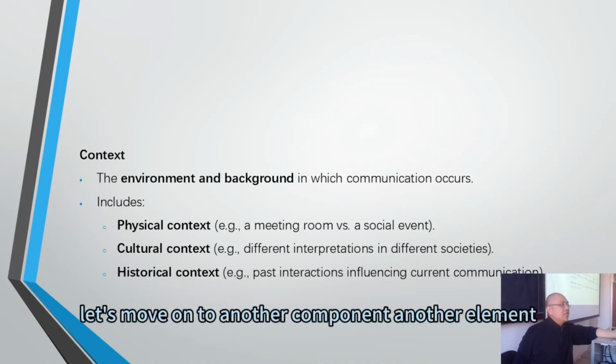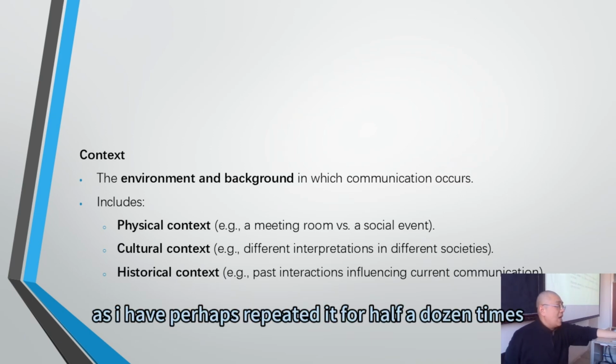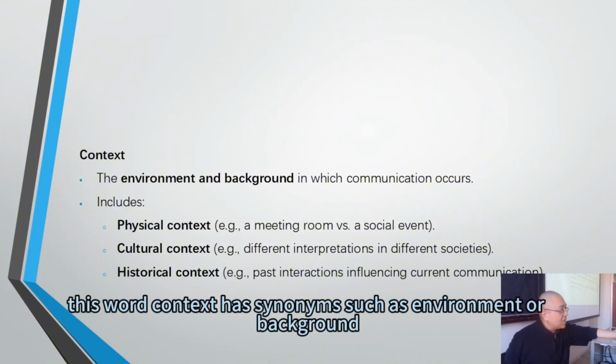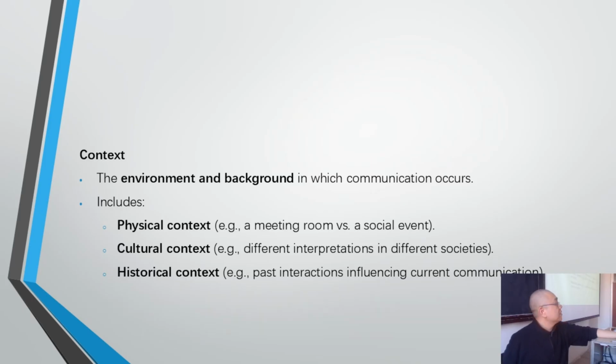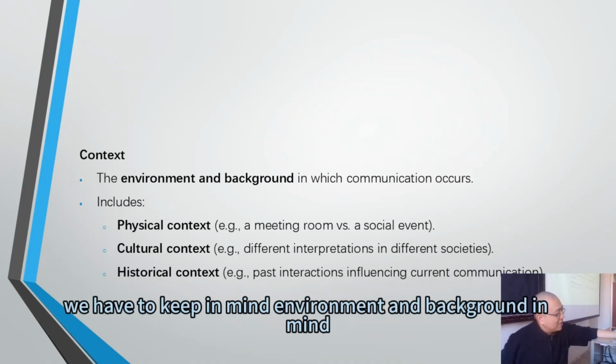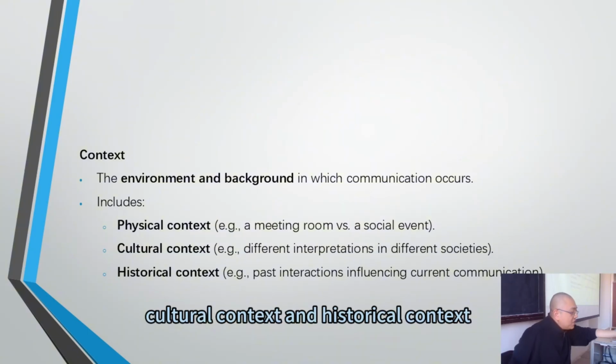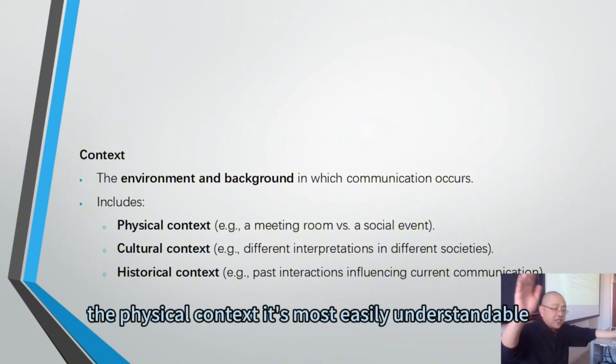Next, let's move on to another component, another element, the so-called context. This is also a familiar word, as I have perhaps repeated it half a dozen times. This word context has synonyms such as environment or background. In the context of mass communication and communication, we have to keep environment and background in mind as well. Context may include physical context, cultural context, and historical context. The physical context is the most easily understandable, graspable.